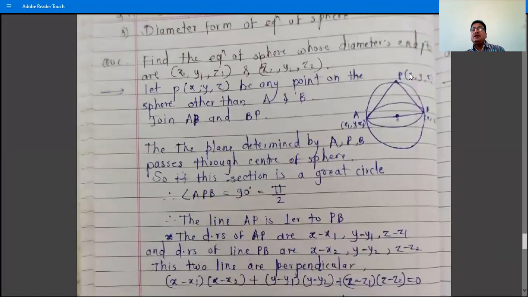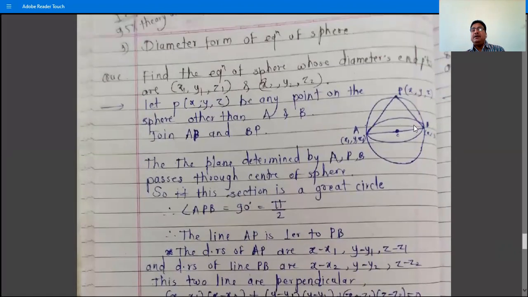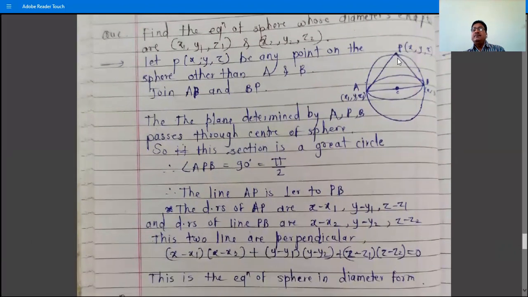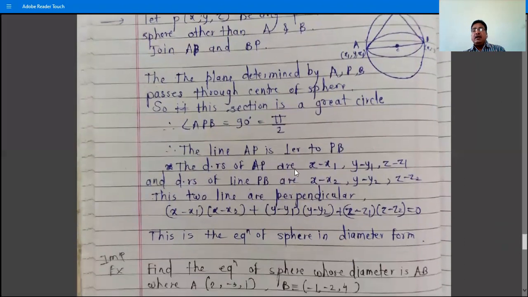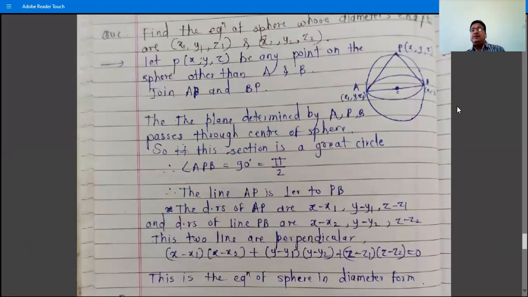And what are the direction ratios of line PB or BP? The coordinates of P are x, y, z. The coordinates of point B are x2, y2, z2. Therefore the direction ratios of line PB are x minus x2, y minus y2, z minus z2. By condition, these two lines, AP and PB, are perpendicular.